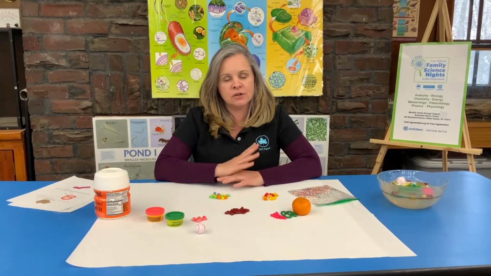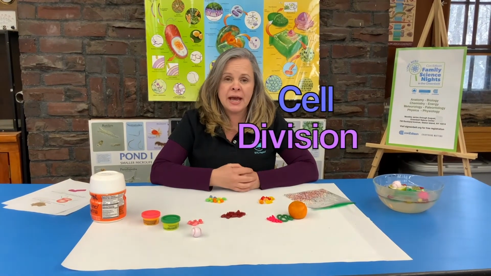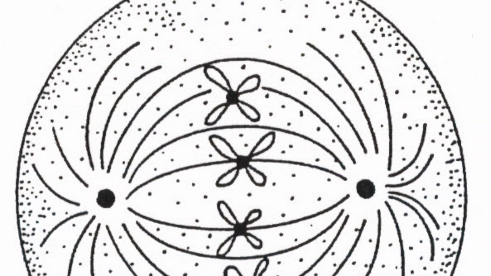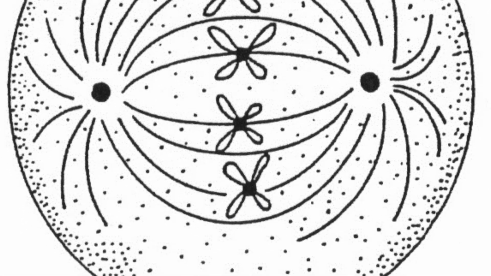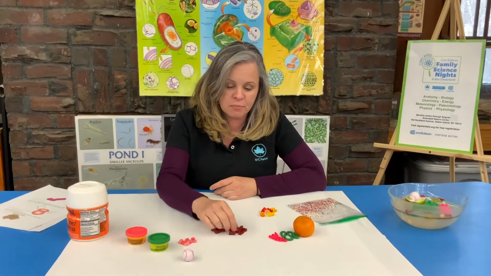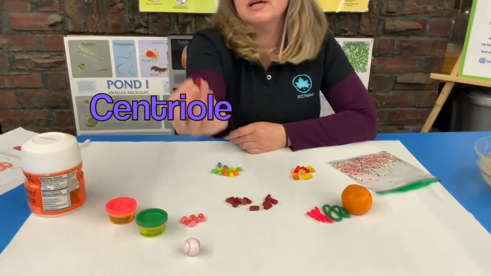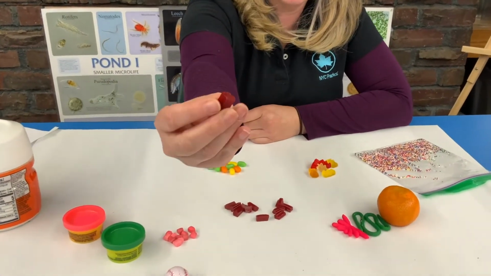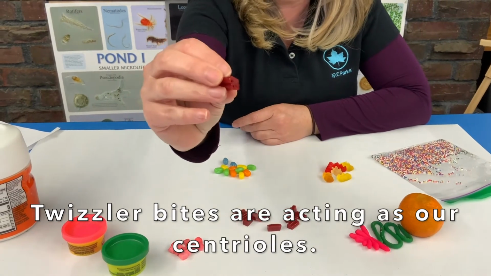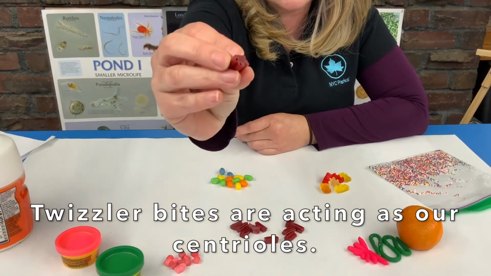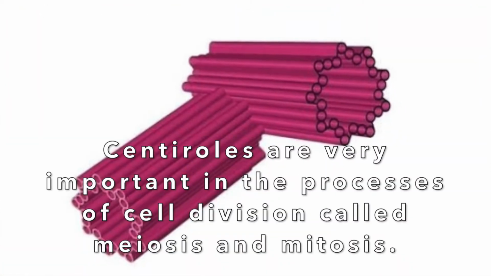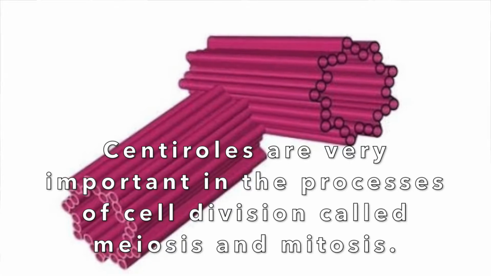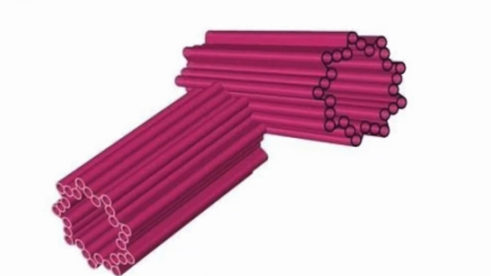Our cells undergo a process called cell division, and that's what happens when our body is making new cells. So we are getting new skin cells, new hair cells, all sorts of cells growing and dividing all the time. And one important part of that process is something called a centriole. And right here we have a cut up Twizzler bite representing that. It looks very much like the actual structure of a centriole. And again, that's really important in the process of meiosis and mitosis, which are both cellular division processes.